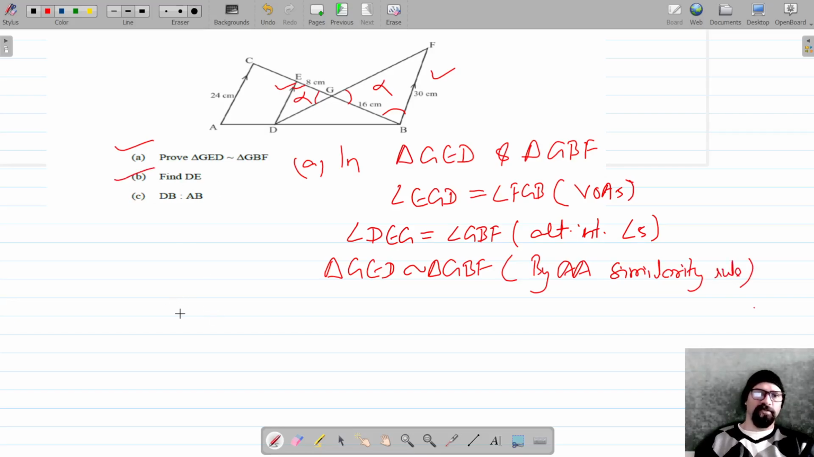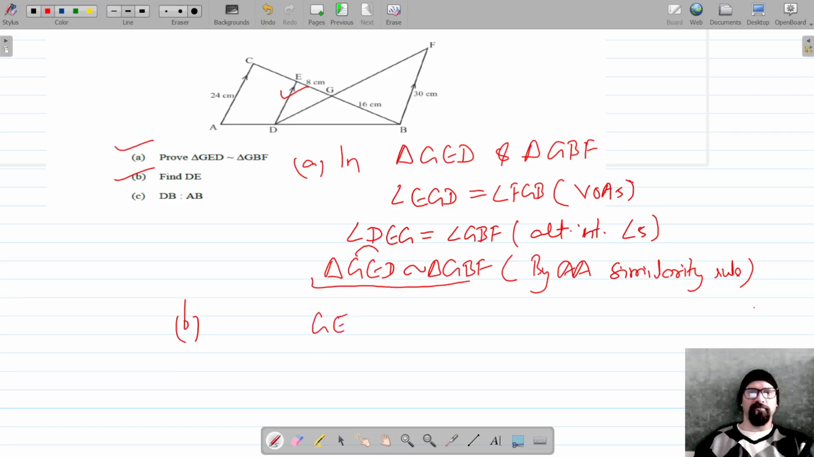Okay, now let's find DE. Second part. We have to find DE. Now these triangles are similar, which means their corresponding sides should be in proportion. So GE is in proportion with GB. So GE by GB is equal to DE by BF.